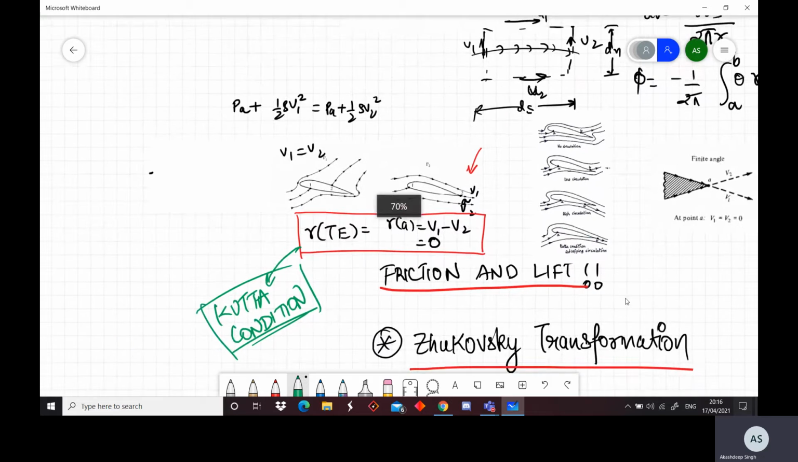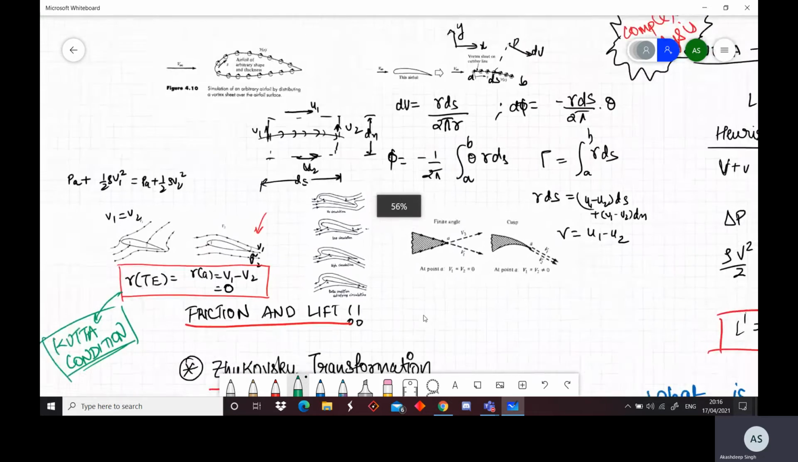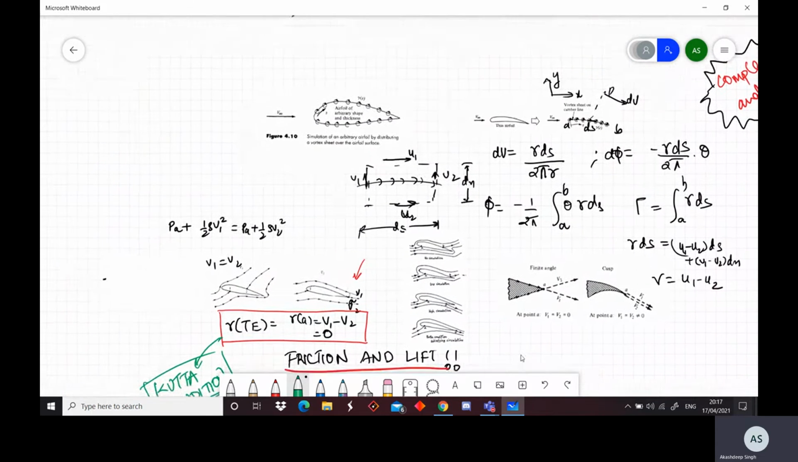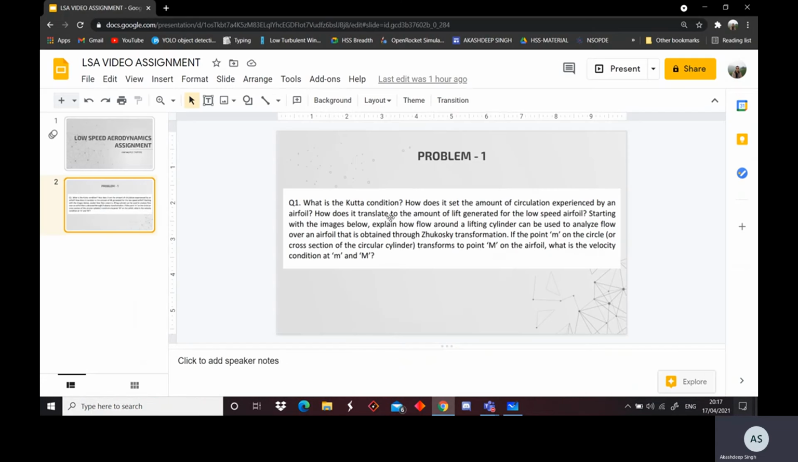So this gives us the final Kutta condition explanation, what its necessity is, and how it sets our problem statement, how it translates to the amount of lift generated for the low speed airfoil. That introduces the Kutta-Joukowski theorem that we explained, which translates the lift into circulation. So how does it set the amount of circulation? That is using the Kutta condition we explained, that gamma at the trailing edge should be equal to 0. The flow should always leave smoothly.